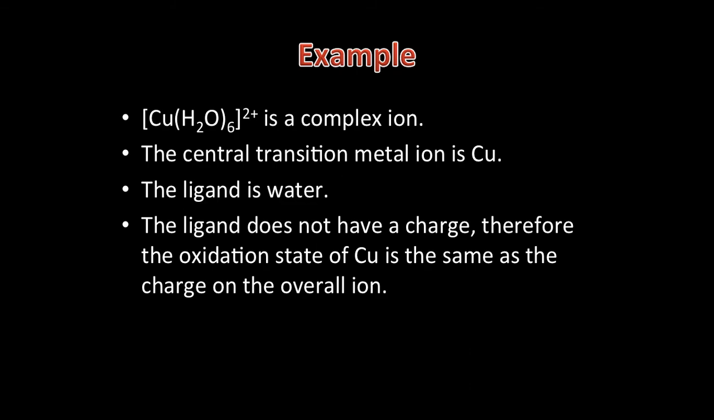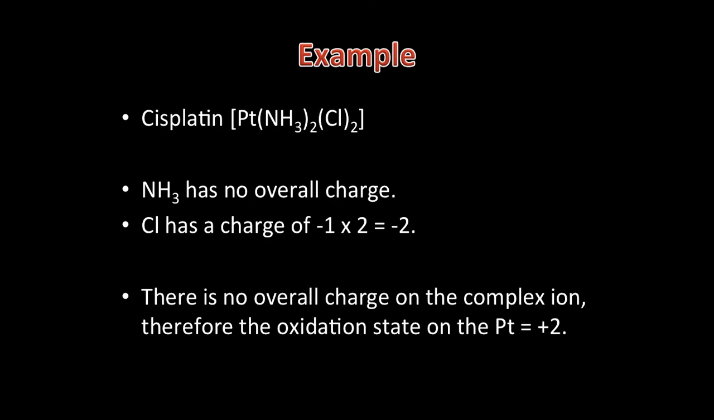The copper hexaaqua ion has 6 water ligands and an overall charge of +2. As water molecules are neutral, the charge or oxidation state on the copper ion must be the same as the overall charge on the ion, which is +2. If we look at cisplatin, there are 2 neutral ammonia ligands and 2 chloride ions with a charge of -1, and so -2 altogether. The complex ion has no overall charge, so the charge on the platinum must balance out the charge on the chloride ion, so the oxidation state of platinum is +2.